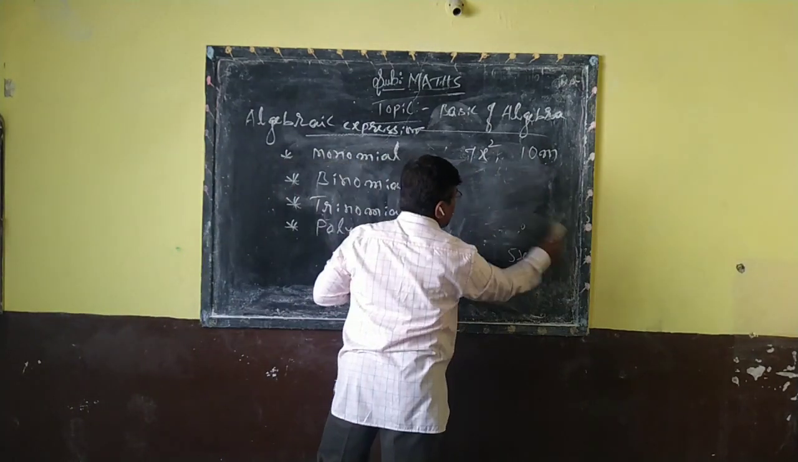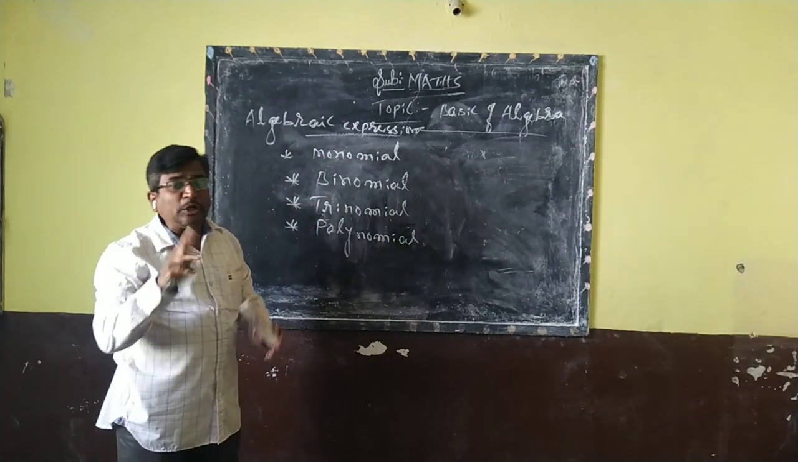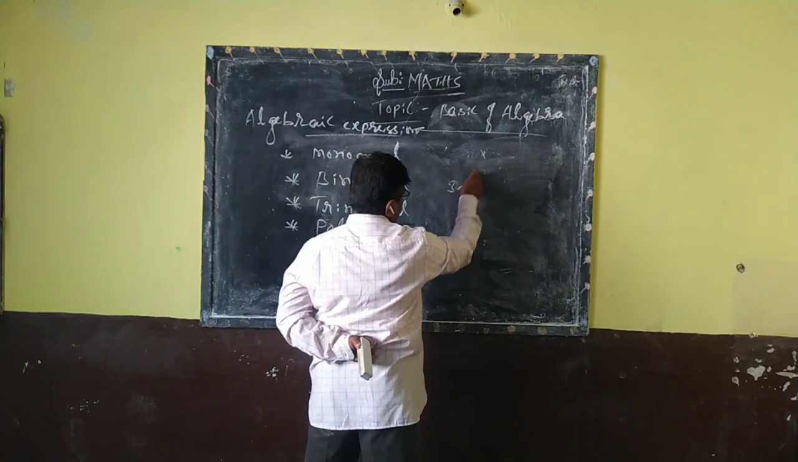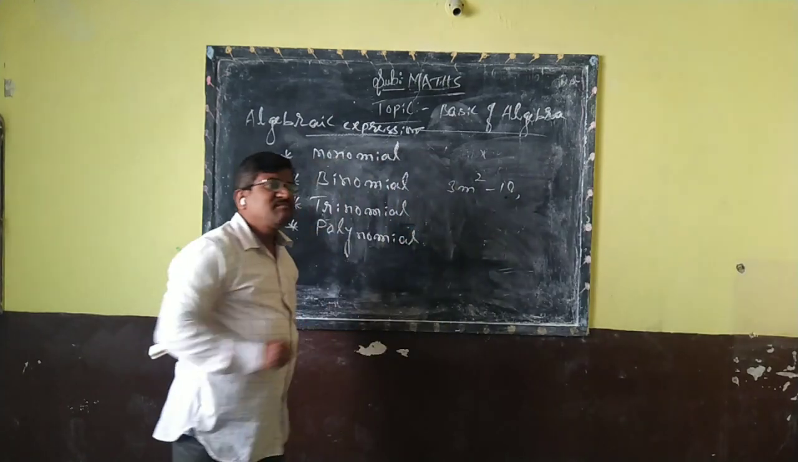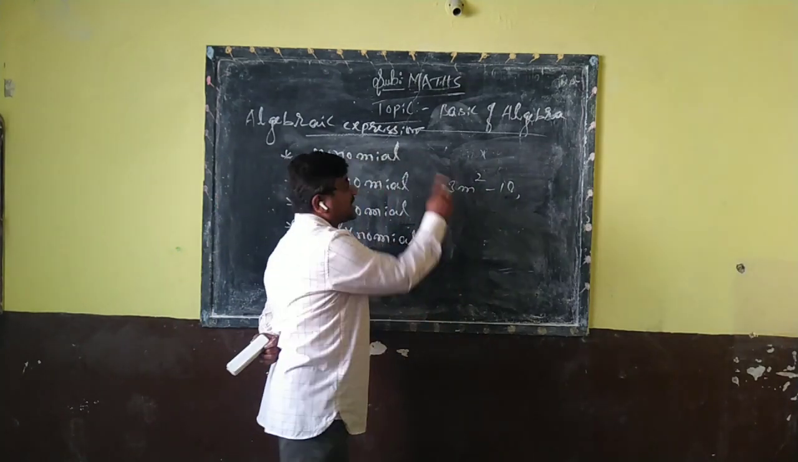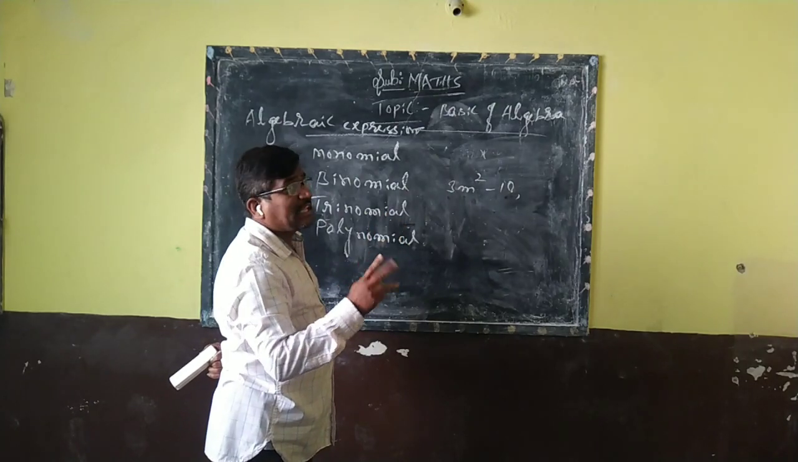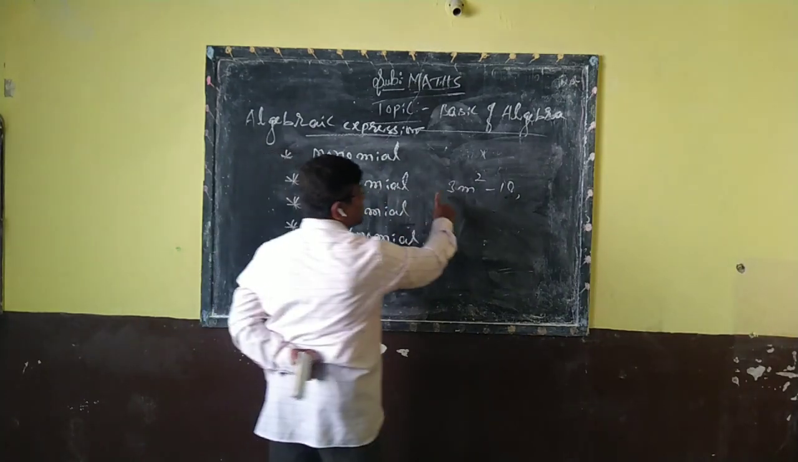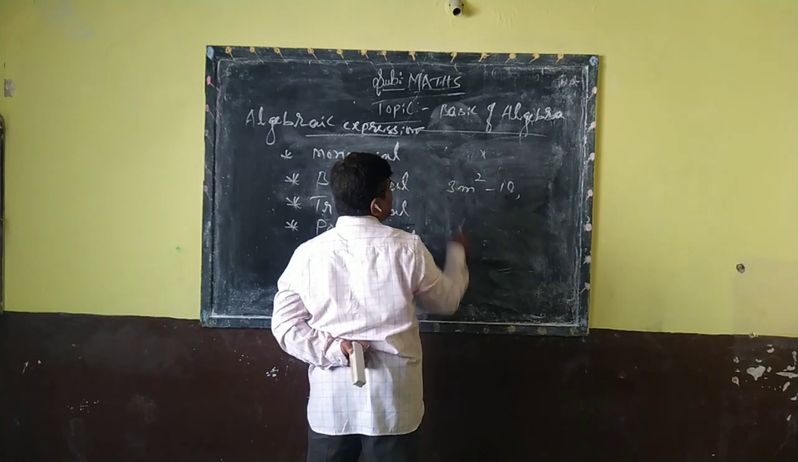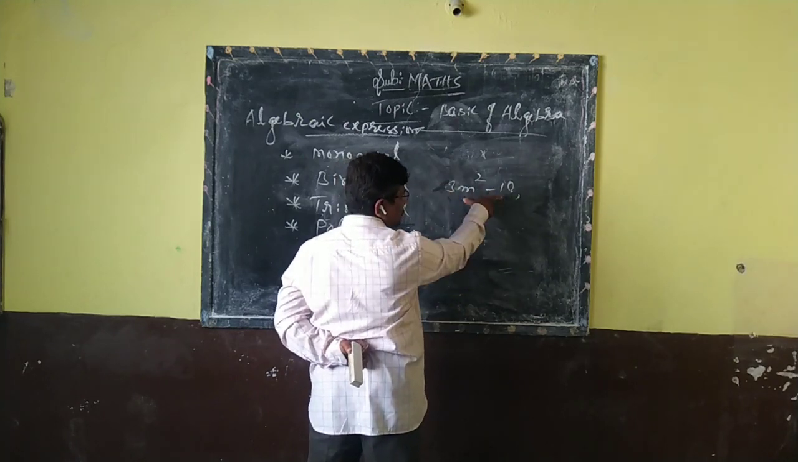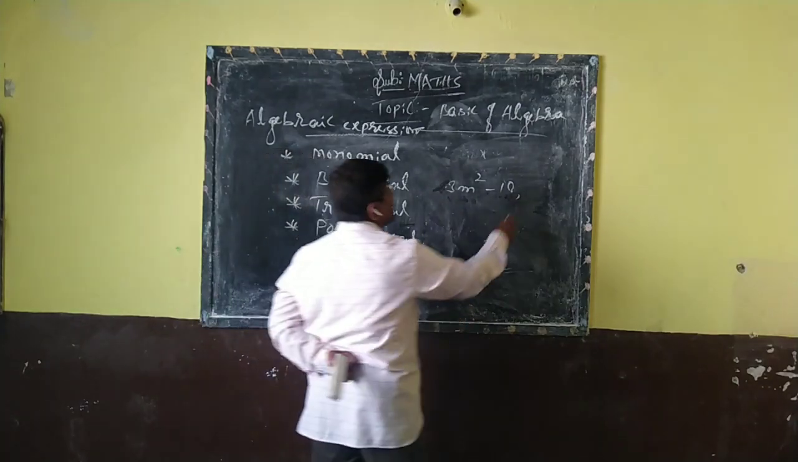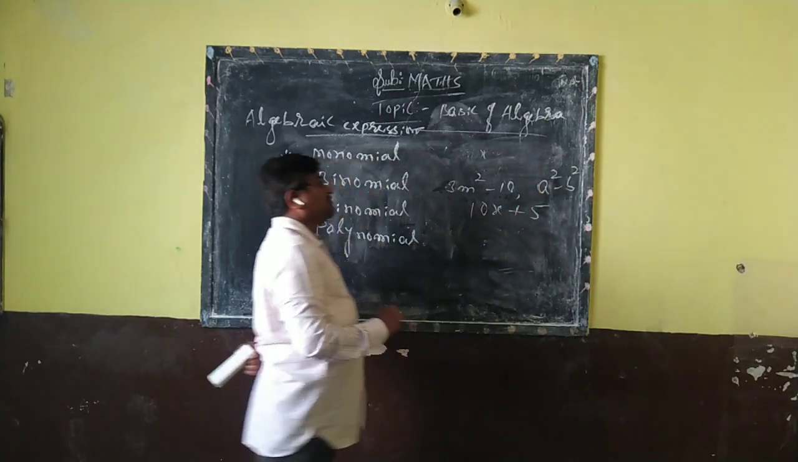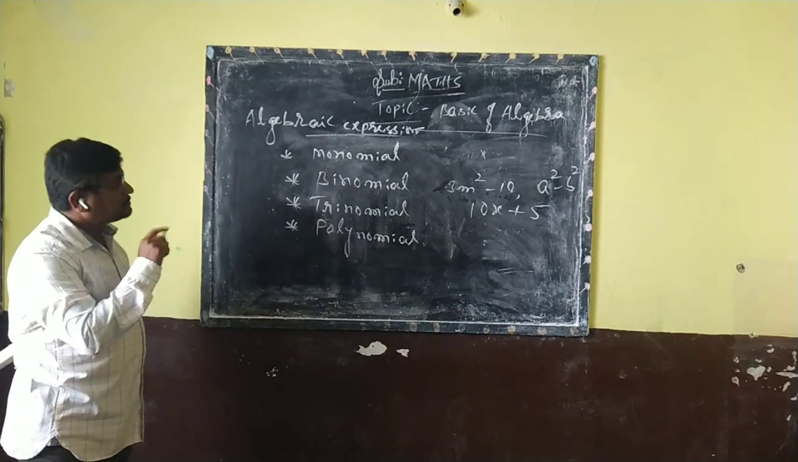Now come to binomial. Binomial is what? An expression having two terms. An expression having two terms is called a binomial. For example, 3m square minus 10. See, two terms. Just as I said, fundamental operations connecting constants and variables make an algebraic expression, and that type of algebraic expression with two terms is a binomial. See, I have connected here, nothing is understood, plus. This is minus. Clear, students? Another example, a square minus b square, or you can take 10x plus 5. These are examples of binomial.